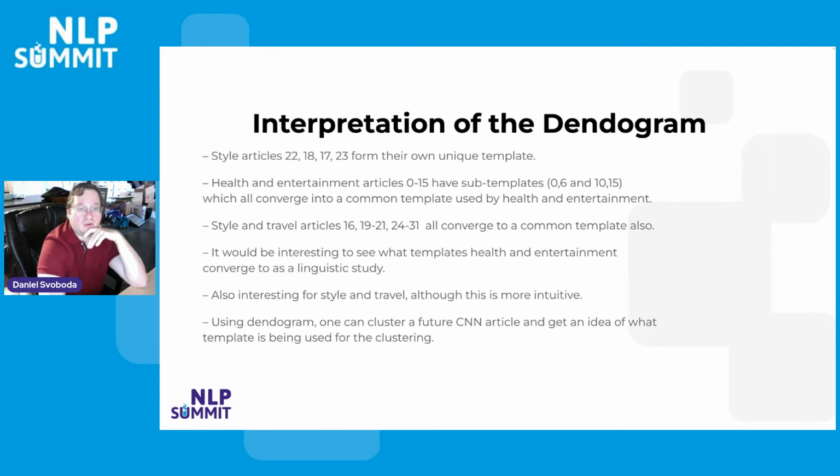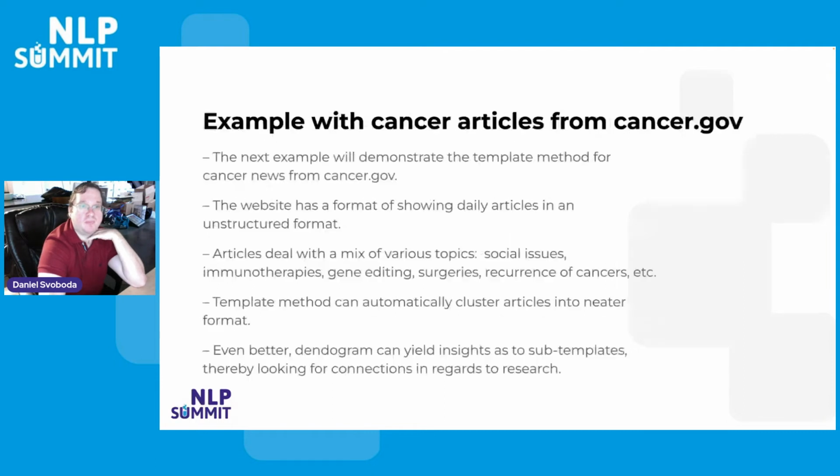So using a dendrogram, someone can take a future CNN article that's not been labeled, put it through the dendrogram cluster, see what number it comes to, and then identify it in that category for their website.